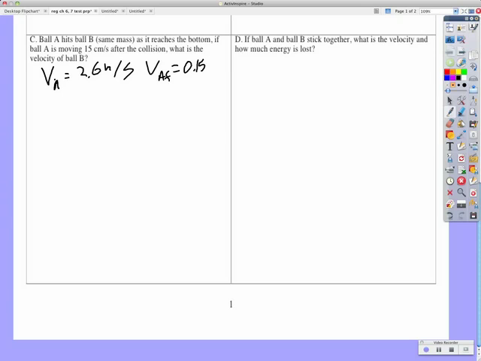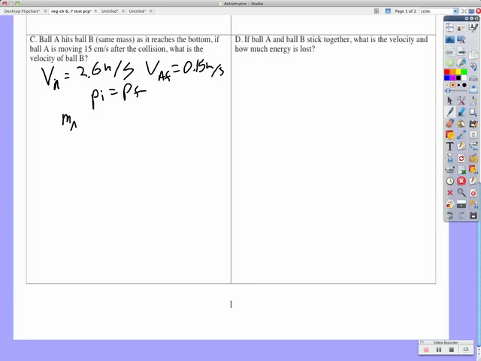So how do we start every momentum problem? Pi equals Pf. And then what's moving before the collision? Just ball A. So we say MAVA, because do you see ball B is not moving? Is everybody okay with that?